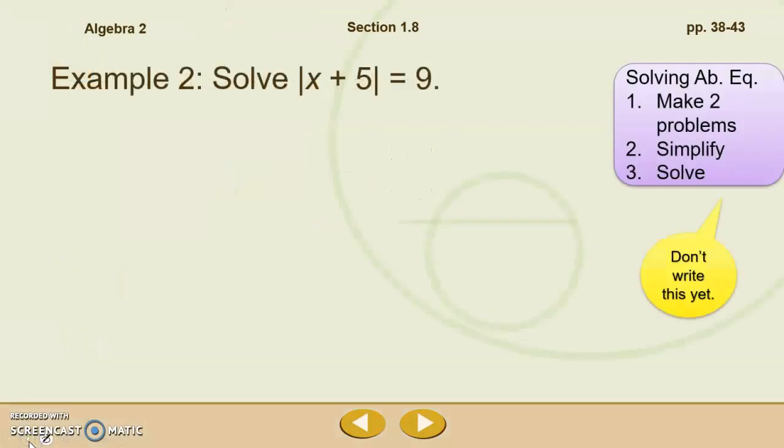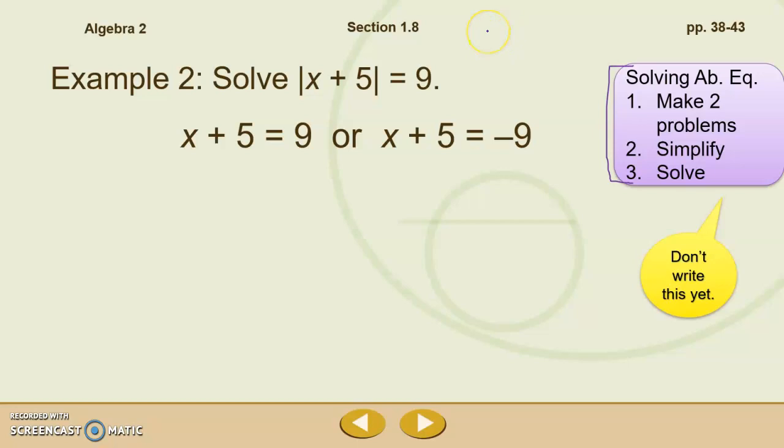Let's put some numbers with this. Let's solve the absolute value of x plus 5 equals 9. We've got these steps over here to the right on how to solve an absolute value equation. Our first step says make two problems, our second step says simplify, and our third step says solve. So let's see what that looks like.